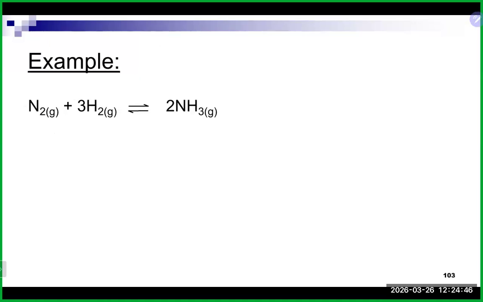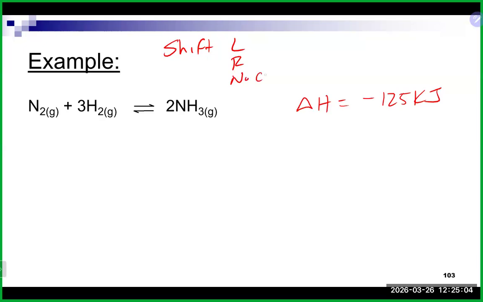So let's take a look at this one here. Let's just for fun say the delta H, and this is definitely not the right delta H, but just for this example, we'll just throw it there. All right, so for everything I'm going to do, again, we want to know, will it shift to the left? Will it shift to the right? Or again, will we get no change occurring? All right, let's see.